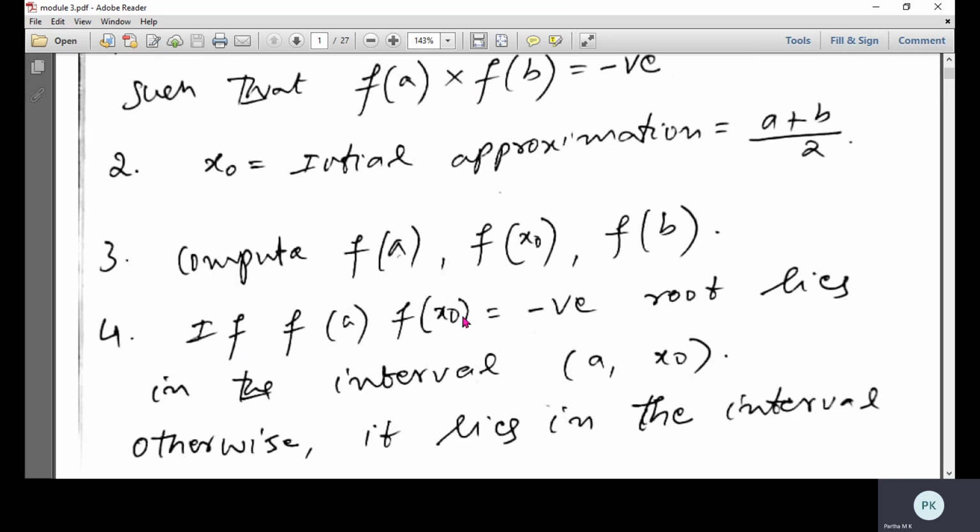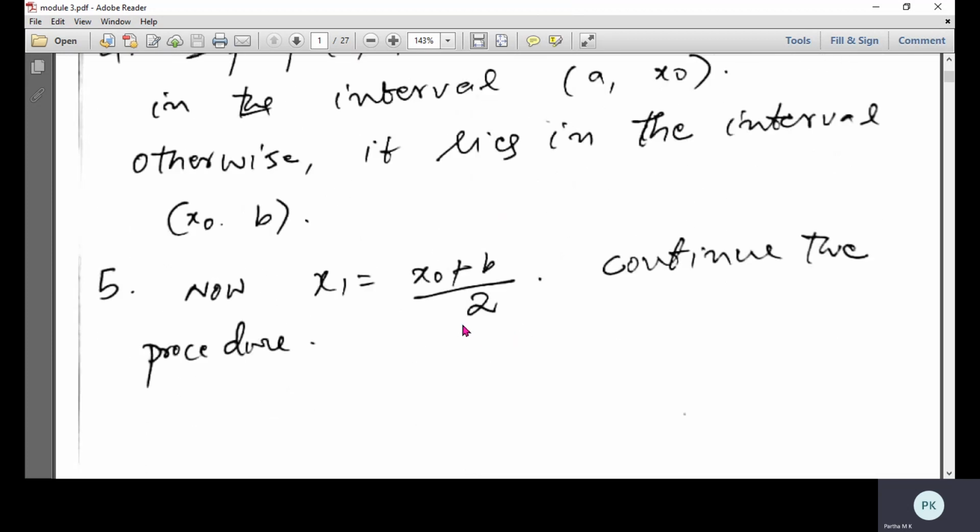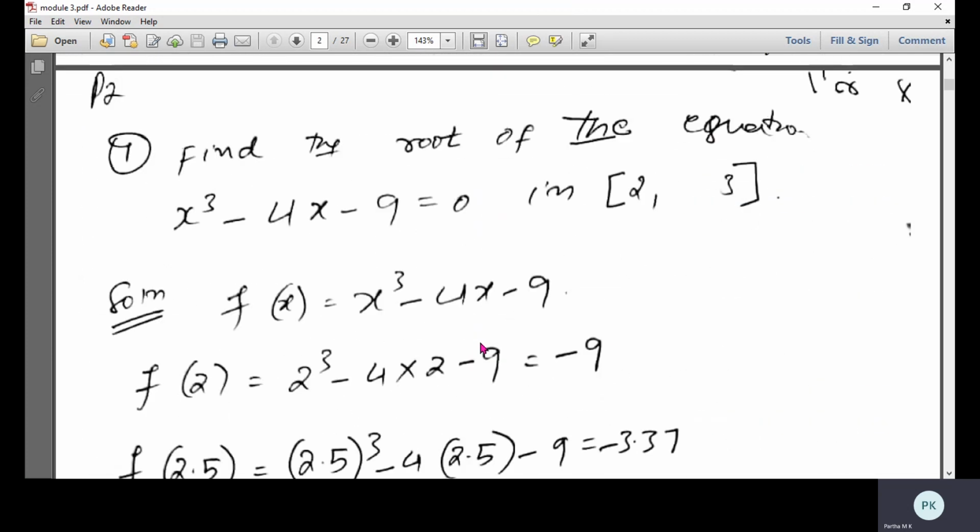You have to compute the values of f of A, f of B, f of x0, because x0 is A plus B by 2. If f of A into f of x0 is negative, then root lies in the interval A x0. Otherwise, the root lies in the interval B x0. That is the meaning. Okay, we shall take up the problem and we shall see, right?